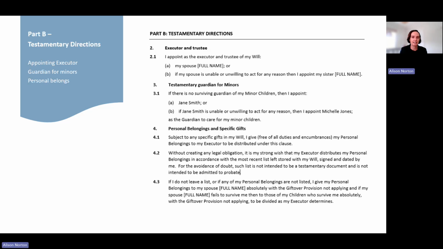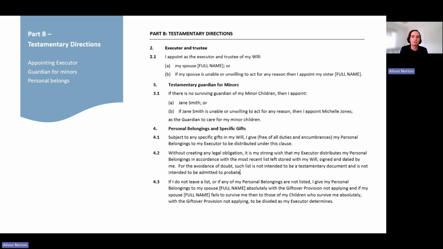Then moving on to the next part, this is where you make your directions. So this is where all the gifts are, and also where the people are appointed to the various roles. So starting with your executors, usually that would be your spouse as the first executor, and then you may have as a backup one or two people. This could be siblings or adult children, for example.